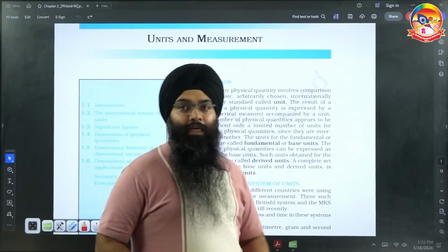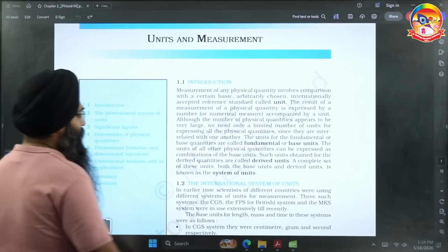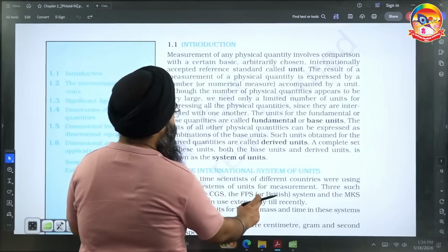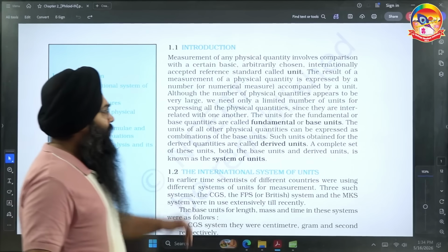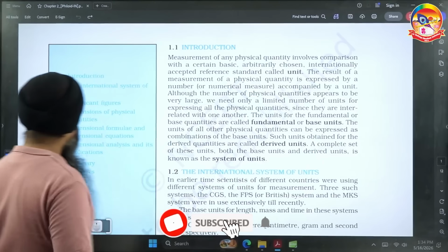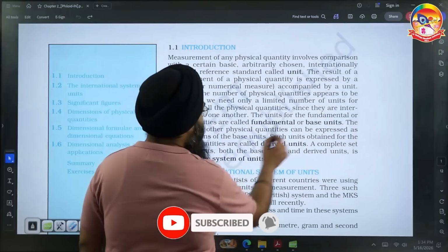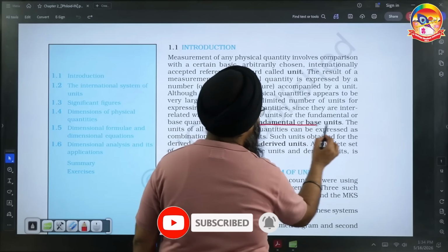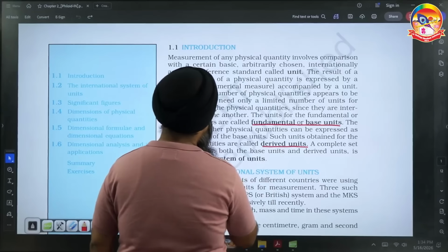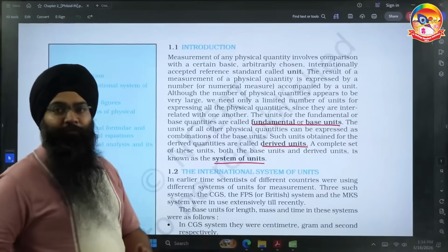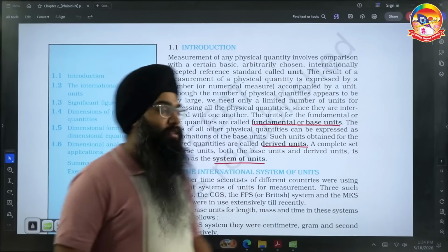So what does NCERT say? I think it will be visible to you. Let me zoom it also. So basically first is the introduction part. The introduction part does not have any main concept. The only main concepts are what they have written as fundamental or base units, derived units, and the system of units. So let me briefly explain to you what all these things mean.